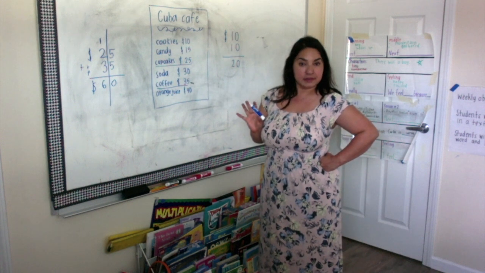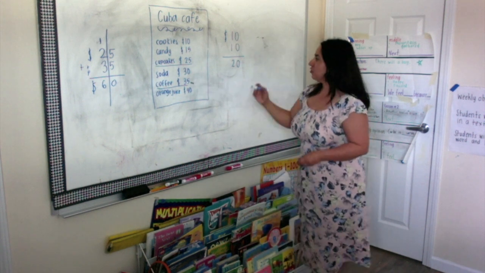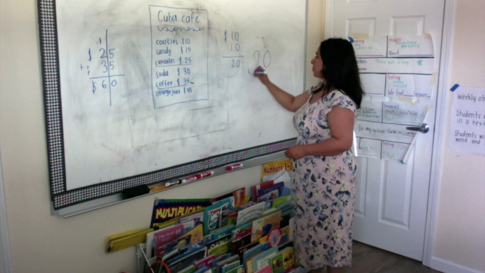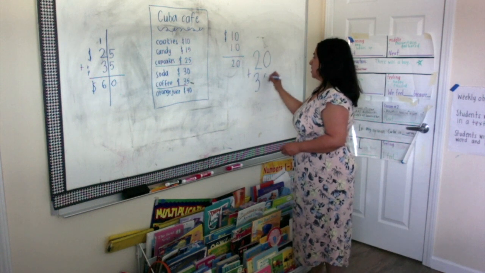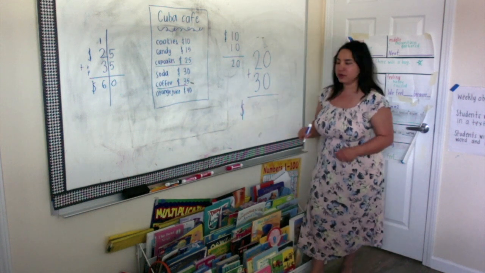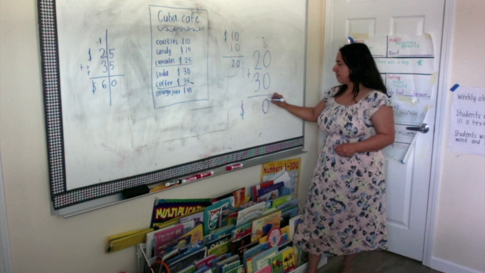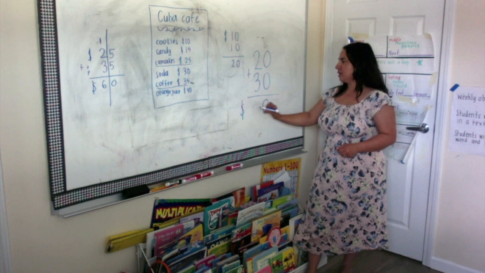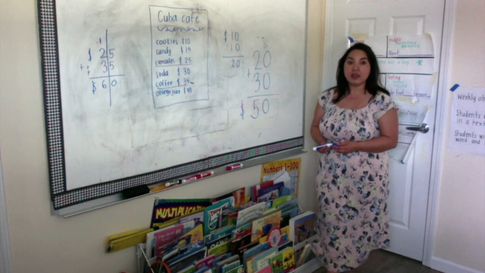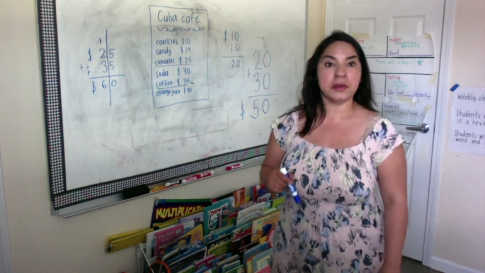It's imported. It comes from another fancy country. Okay? And my soda is $30. So I have $20 and $30. Now at the bottom, make sure to put your symbol. So let's go to the ones place. 0 plus 0 is 0. 2 plus 3 is 5. So it would be $50 for 2 cookies and a soda.